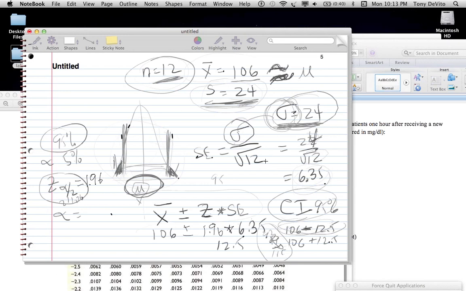Right, exactly. Ben pointed out we don't know the population standard deviation. I just made that up as if we knew it. But in fact, we do not.